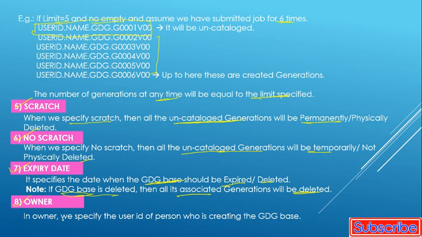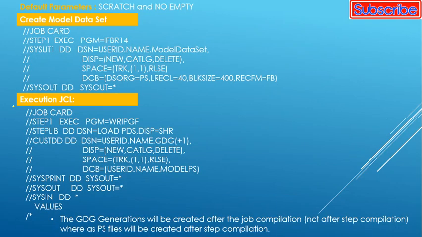And the eighth parameter is owner. In this, we specify the user ID of the person who is going to create the GDG base. And the default parameters for the GDG base are scratch and no empty.